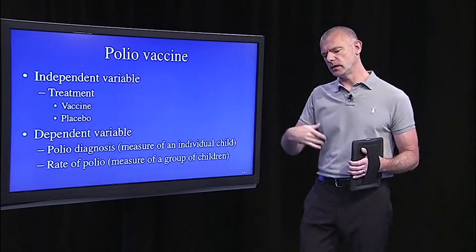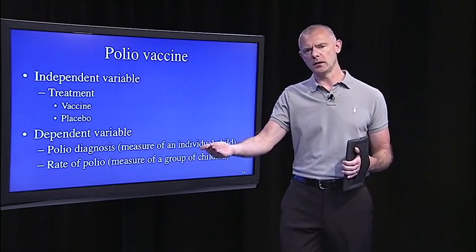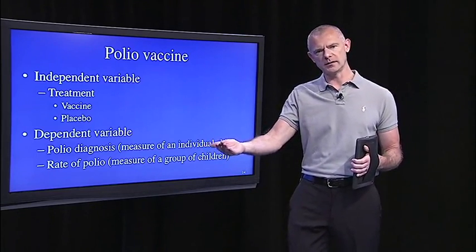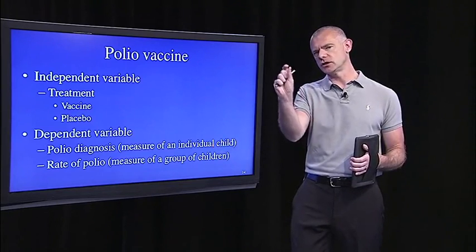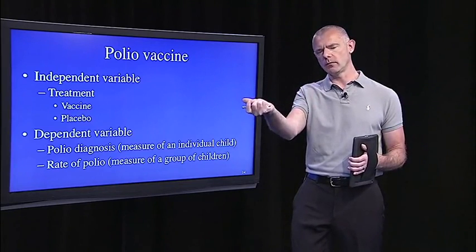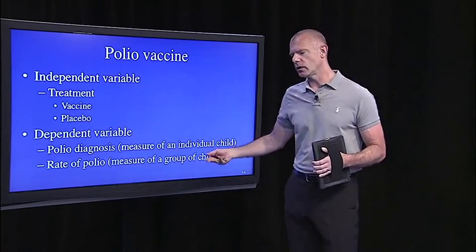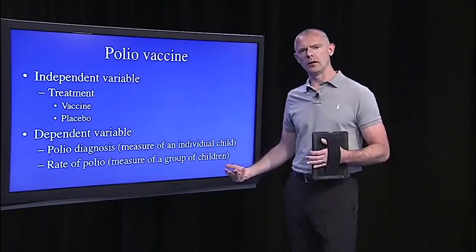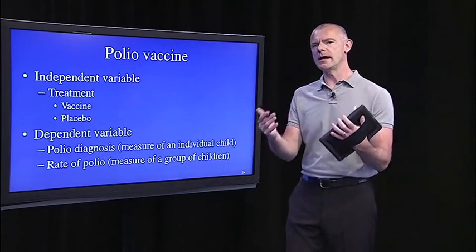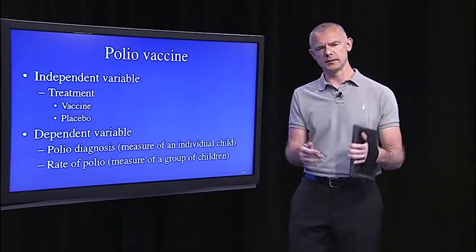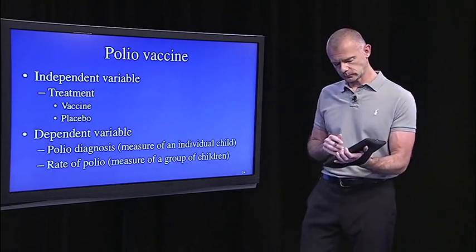One, we could measure at the level of an individual child. So at the level of an individual child, it's just, did that child go on to be diagnosed with polio at some point or not? So at the level of an individual child, it's just 0 or 1. No, they were not diagnosed. Yes, they were diagnosed. What I'll be showing you is rates of polio in groups of children. So what's the rate of polio across the United States after the introduction of the vaccine?